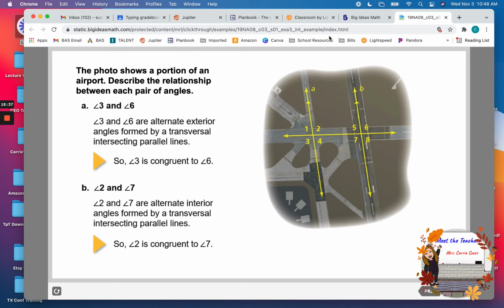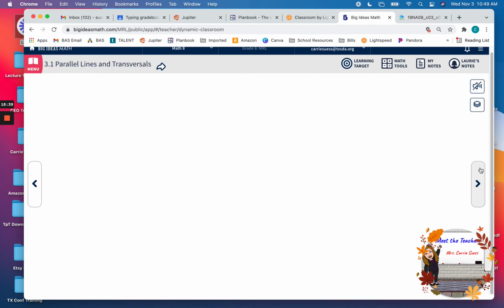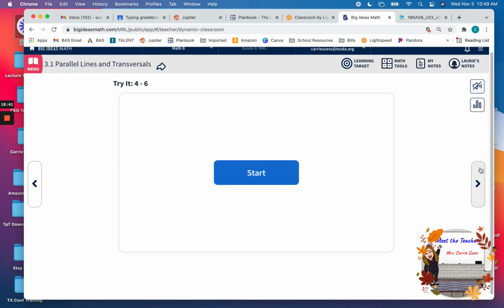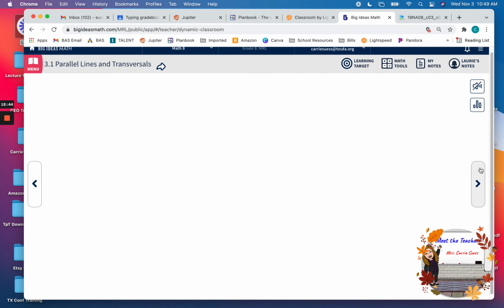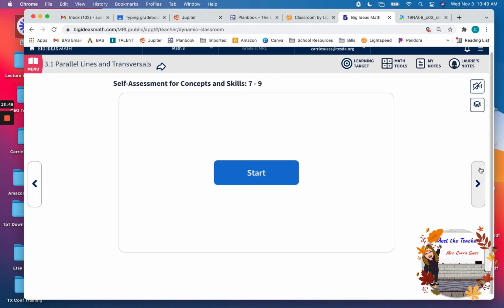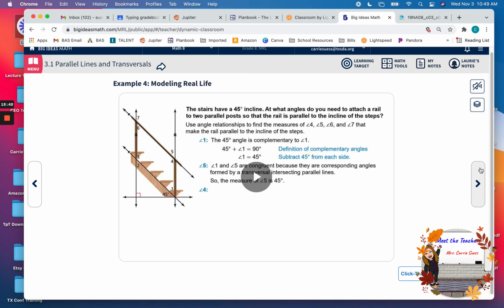All right, go do the next set. 4 to 6, and I'm guessing self-assess. If it ever loads. Go all the way to number 9, and then we'll do our last example.